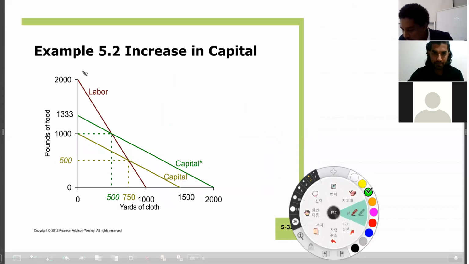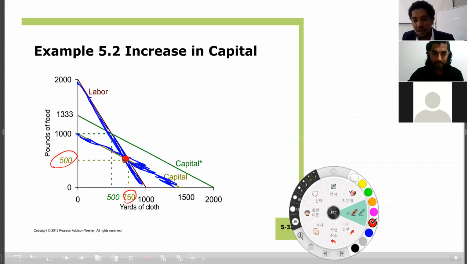So this was our previous one, from the previous example, so I will use a different color. This was the labor constraint and the capital constraint from the previous example, when we used 3,000 capital and 2,000 labor. And we found this was our equilibrium, where 500 of food and 750 of clothes could be produced at the optimal level.